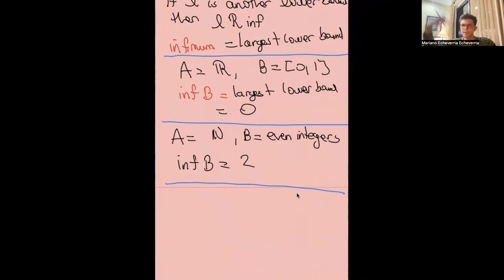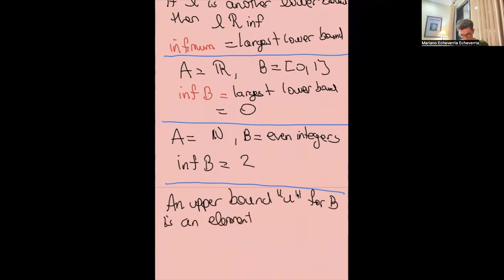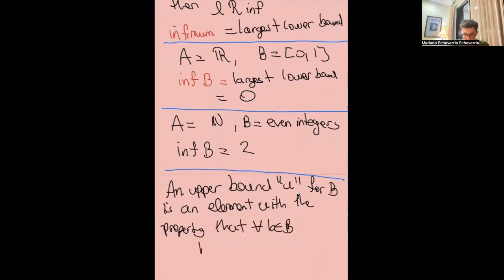And there's a similar story that happens on the other side. You don't have to look at the smallest one. Instead of looking at lower bounds, you could have looked at upper bounds, and there's a similar story for everything we just said. So an upper bound for a set B is an element with the property that for every b in B, b is smaller than the upper bound.